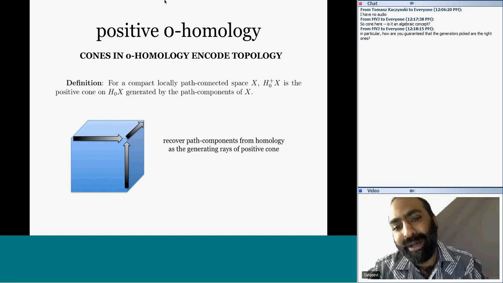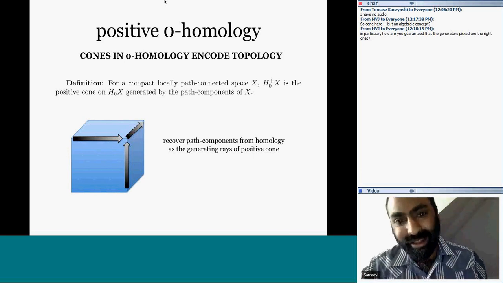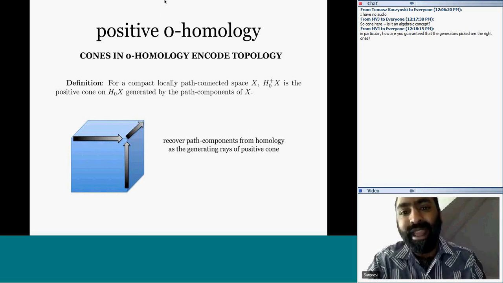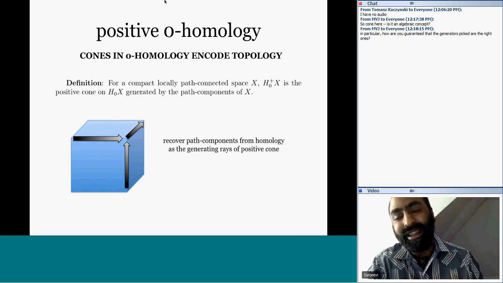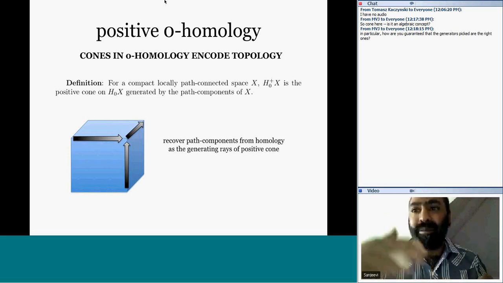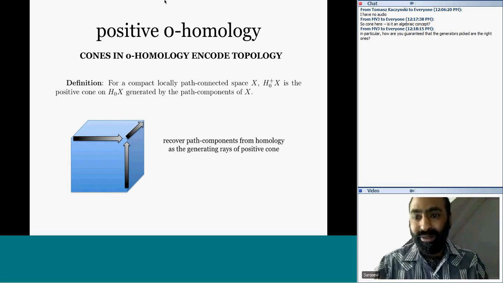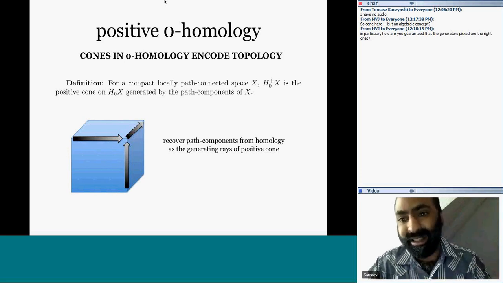You're right, you can't, but they're almost unique. Unlike vector spaces, these cones have an almost unique choice of generators. It's unique in the sense that it's up to scalar multiplication by non-negative reals. So they are going to be either the two represented by the two path components or some non-negative scale of either of these path components. Something that sits inside the vector space H_0(X), right?